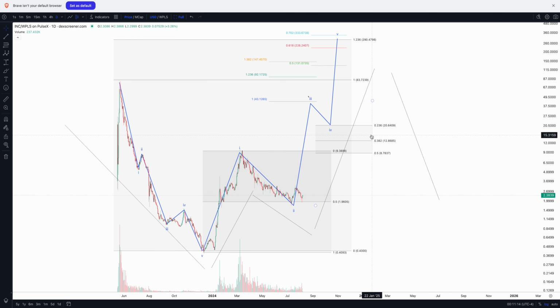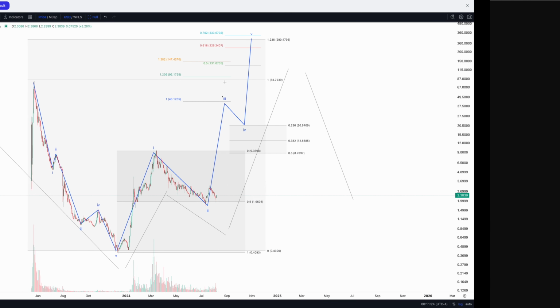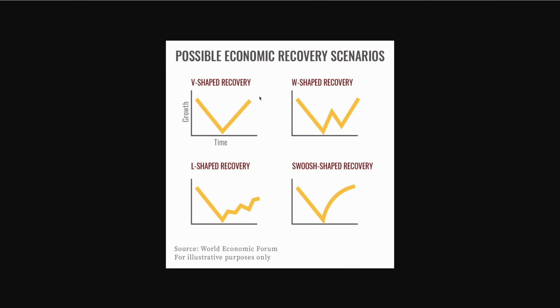macro and subwave counts. Okay, so this is a W-shaped recovery. Basically what it shows here is that we're going to have a 5-wave move to the upside. And I want to show you another scenario over here. So this is another scenario. So this is what a W-shaped recovery looks like. 5-wave move down, initial advance, partial decline, continuation up to the last all-time high. Okay, this is the other scenario on incentive token.